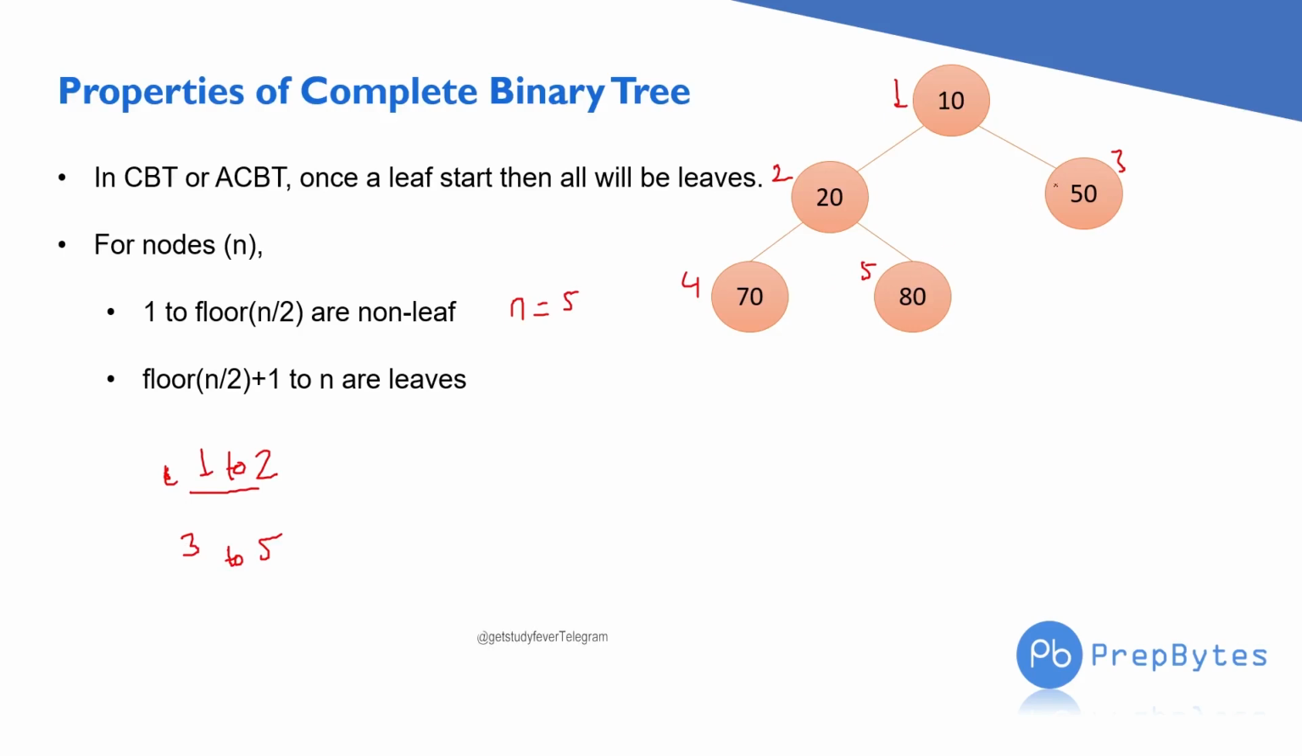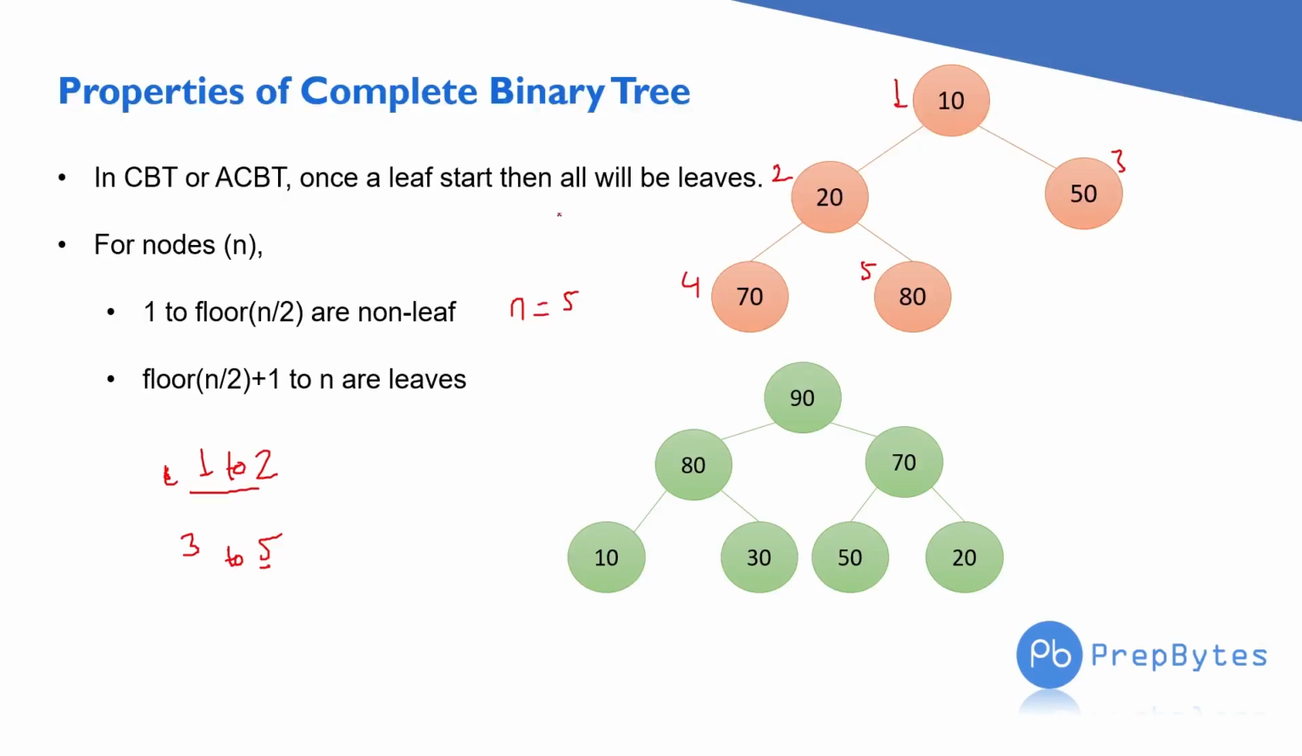So where are my leaves starting? Leaves are starting from index 3 and they will continue to n, that is 5. So once a leaf starts, then all will be leaves if we are talking about a complete binary tree or almost complete binary tree. Let's take one more example.